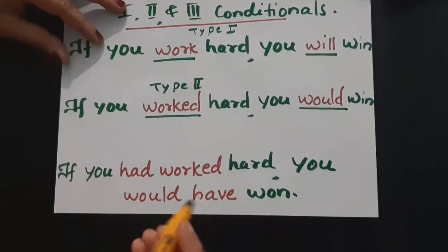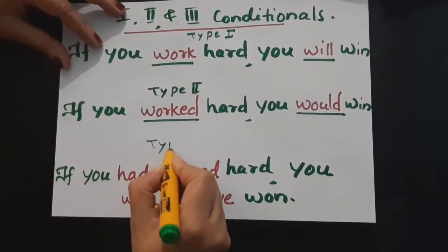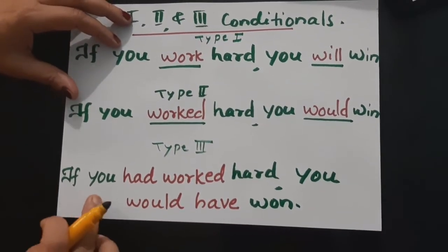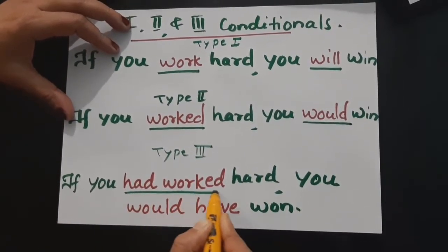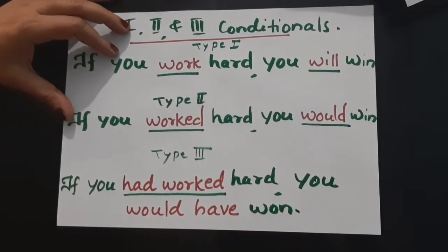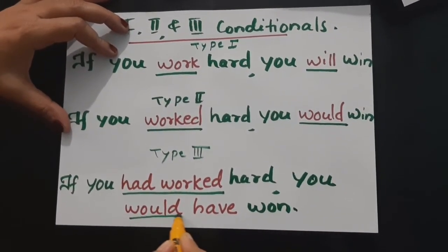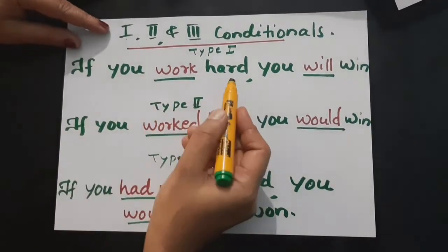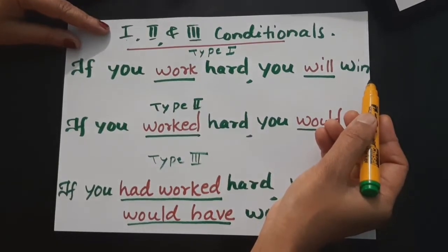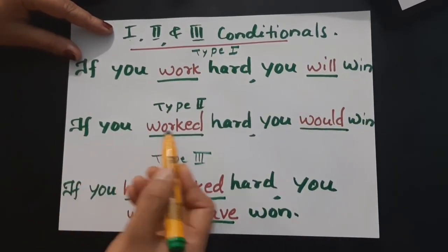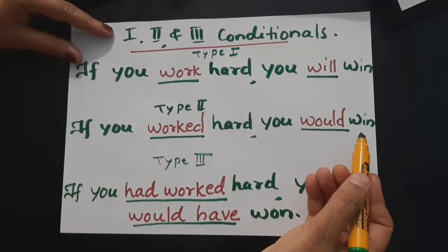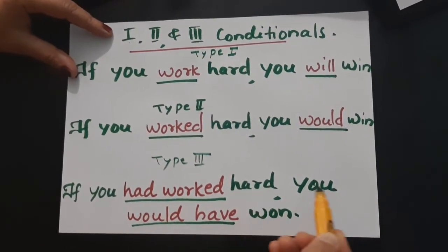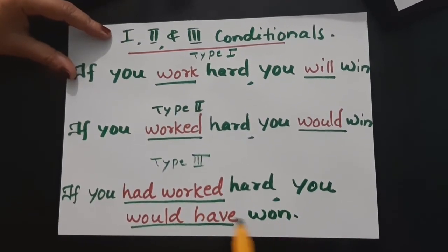Here you have type 3. If you had worked, and in the result you have would have won. If you work hard, you will win: type 1. If you worked hard, you would win: type 2. If you had worked hard, you would have won: type 3.